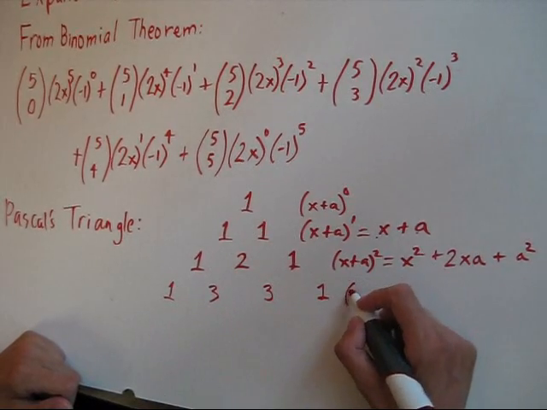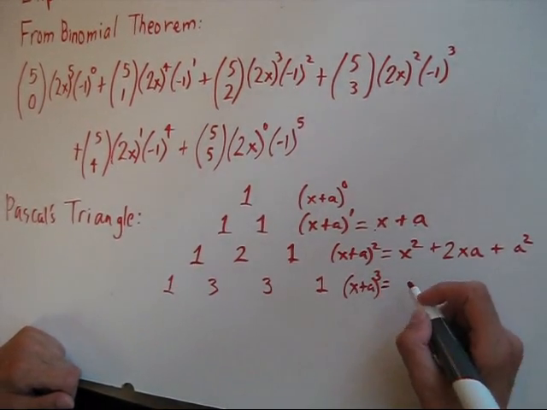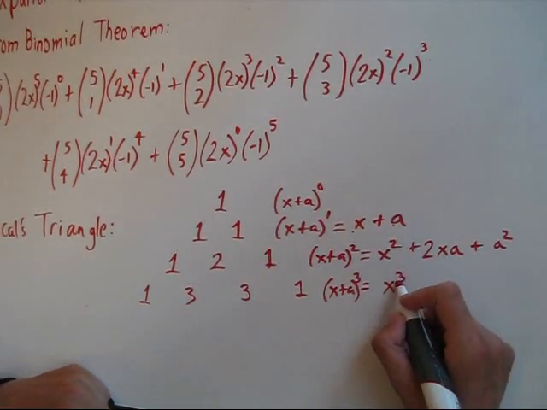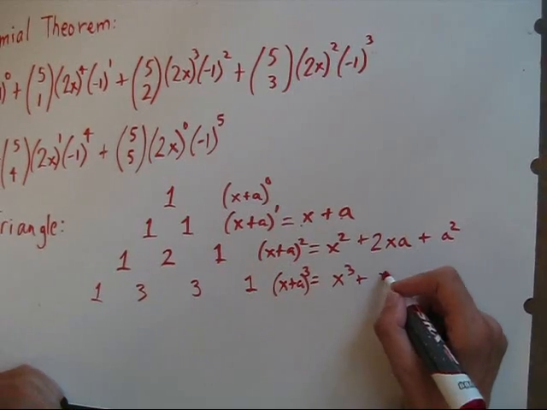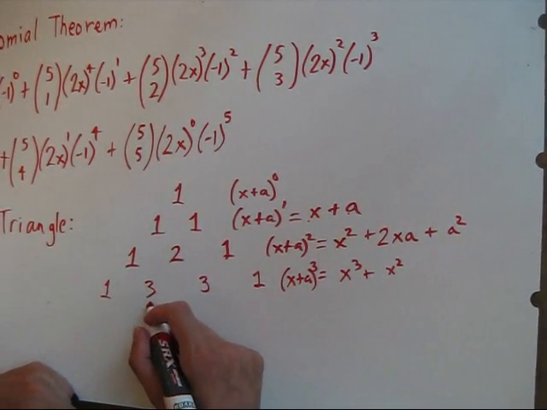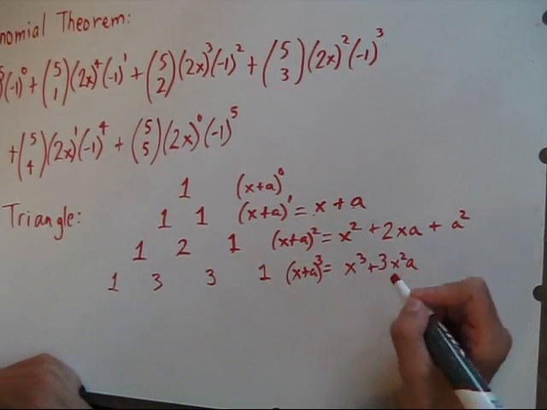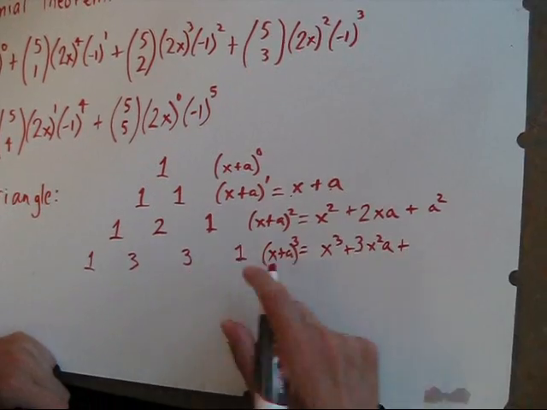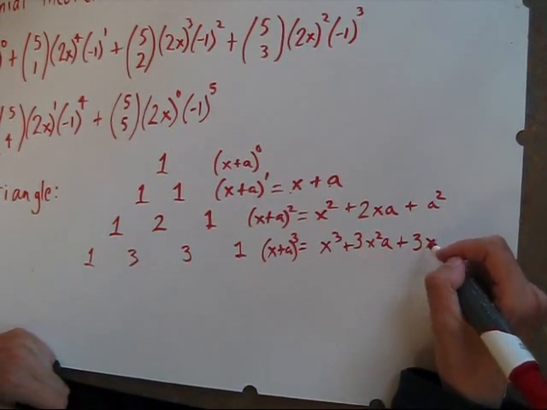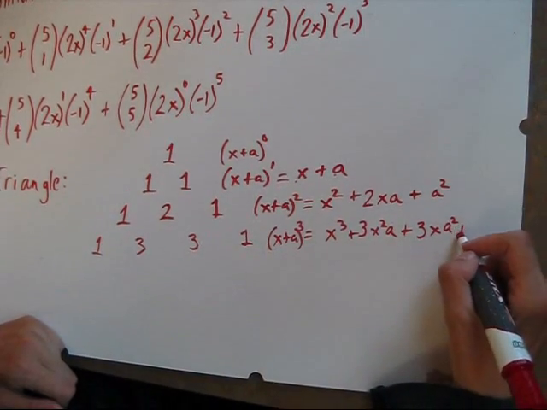Note they're symmetric. So if we took (x plus a) to the 3rd power, we're going to have an x cubed with a 1 in front, plus, now we drop the power of the x down 1, increase the power of a up 1, and then this is our coefficient. So we have plus 3x squared a, and then plus, same, 3, but x goes down, a goes up for the exponent, and then we end with an a cubed.